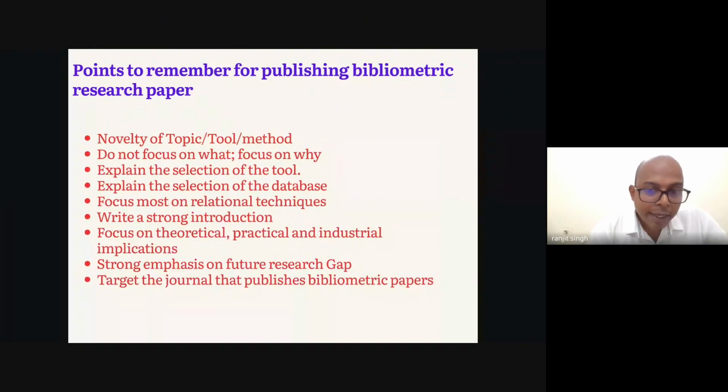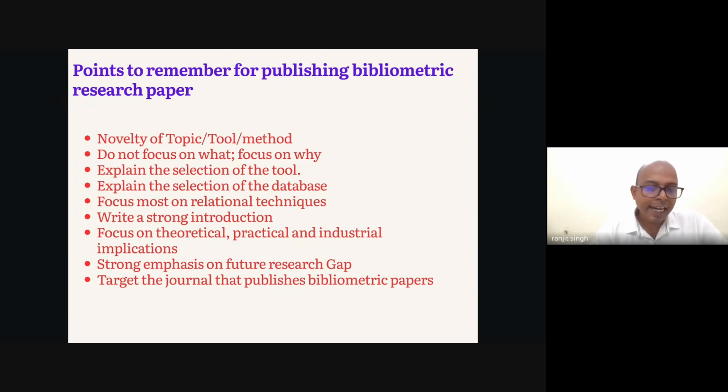So when you are writing a bibliometric paper, you have to check whether that journal publishes bibliometric papers or not. For example, if you want to publish your bibliometric paper in Tourism Management or Journal of Business Research or any other journal, you go to their website, there is a search button on the home page, you type bibliometric and search.